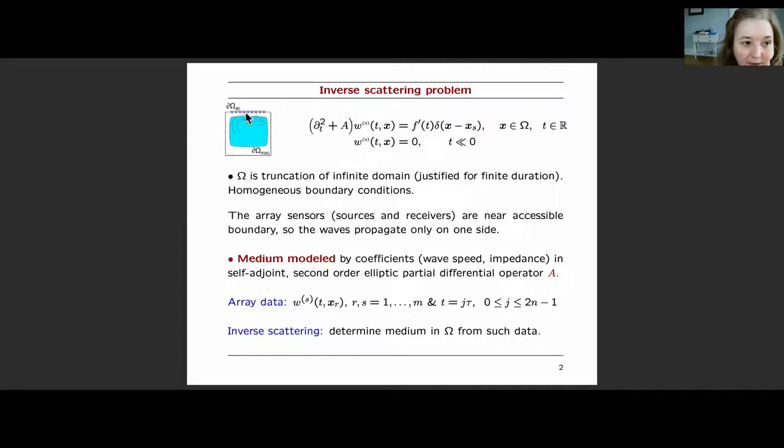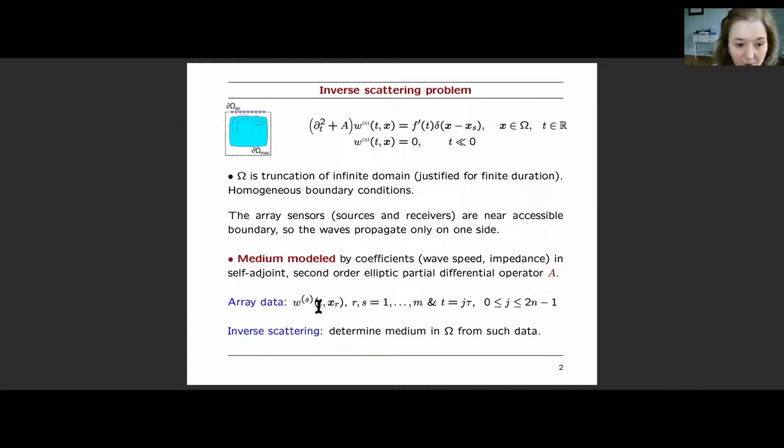My waves are going to leave the sources, propagate in this medium, scatter, and be received back. The data that we collect are simply measurements of these waves, and we have an array of m sensors; little m will be throughout my talk the number of sensors. Each sensor can act as a source and a receiver. We make measurements at distinct times, t = jτ, where τ is the time sampling, which has to be carefully chosen depending on what frequency content is in this signal. We measure for 2n time instants.